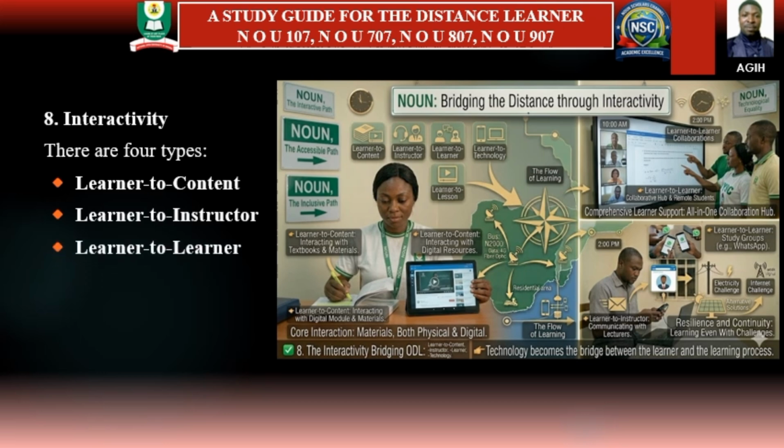We also have learner to learner. Students interact with one another. We have a students forum where you place a question, and another student who understands that question will reply. So students share ideas on this learner forum or group forums where the students are added. In Nigeria, WhatsApp groups are a very common example. So people form WhatsApp groups where they share ideas. We also have learner to technology. Student interacts with devices like phones and computers. Technology becomes the bridge between the learner and the learning process.